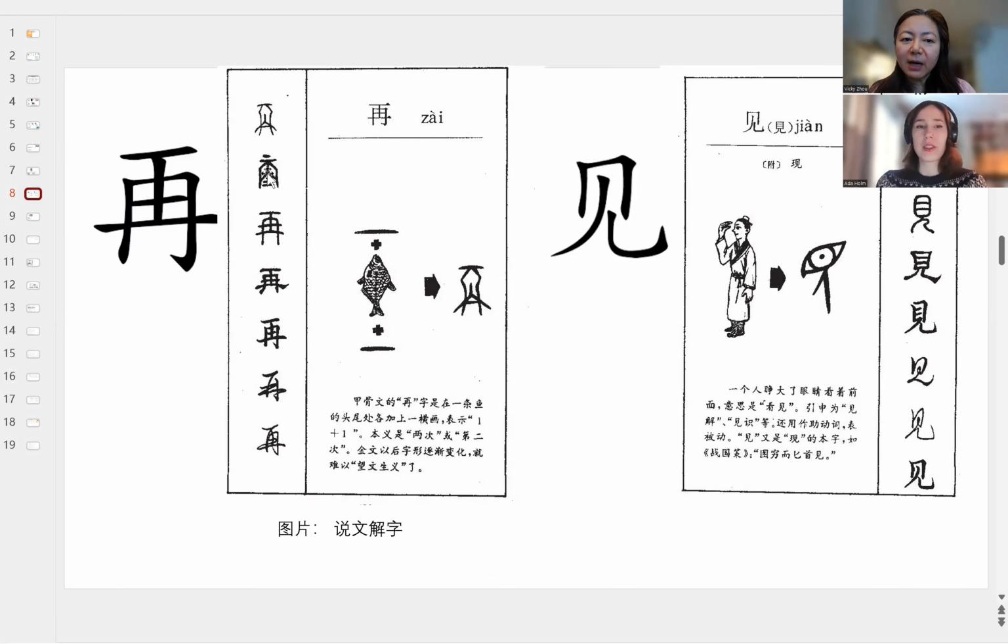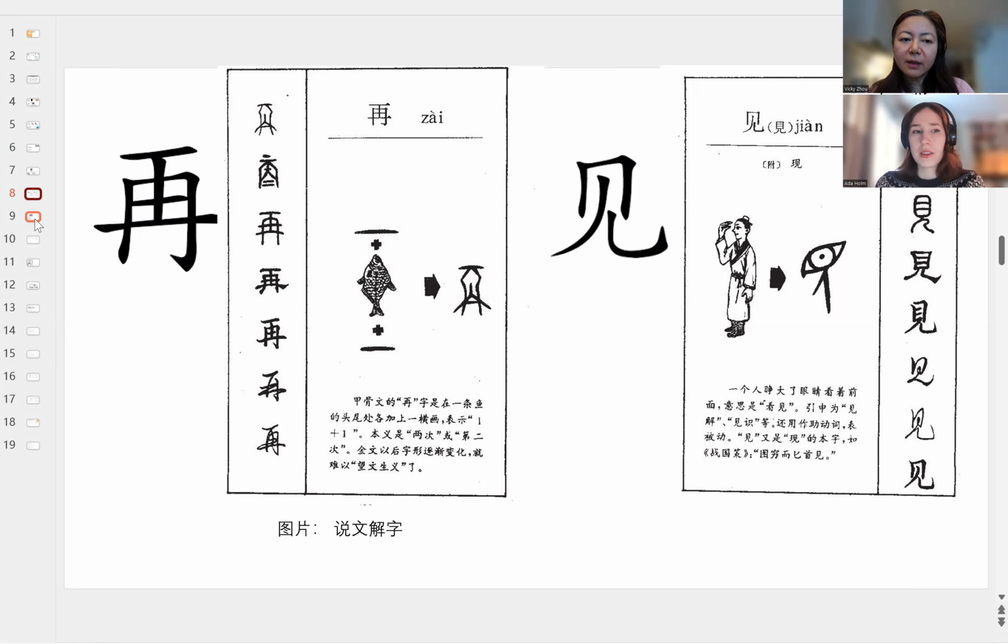Now we take a look at this part. This character is 再, and this character is 见. 再 means again, like, for example, 再一次, once more. 见 means to see. Then 再见, together we say see you again.